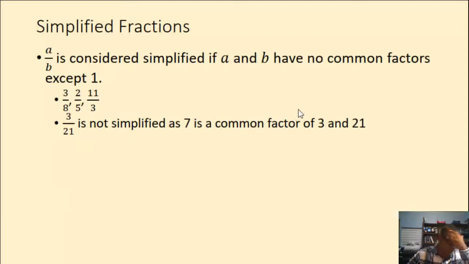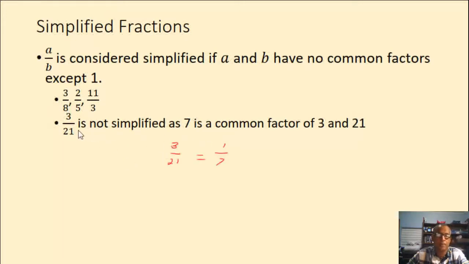So we'll be looking at the simplification of fractions. A fraction is considered simplified if it has no common factors other than 1. So 3/8, 2/5, and 11/3, these are all simplified fractions. This one is not simplified because notice they have a common factor, which is 7. So this can be simplified some more.